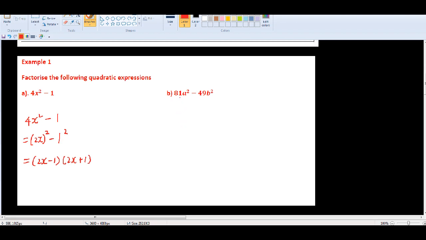If you got that, you should remember that 81 is 9 squared. So the first term can be rewritten as bracket 9a squared, because 9 squared equals 81. And for 49, it is 7 squared, so bracket 7b squared. Then you have a square minus a square, so you got 9a minus 7b times 9a plus 7b. That will be it.